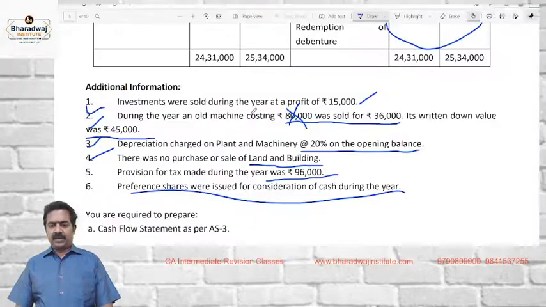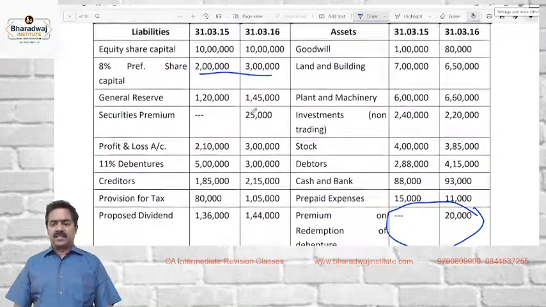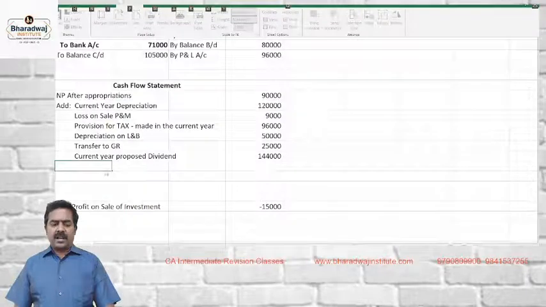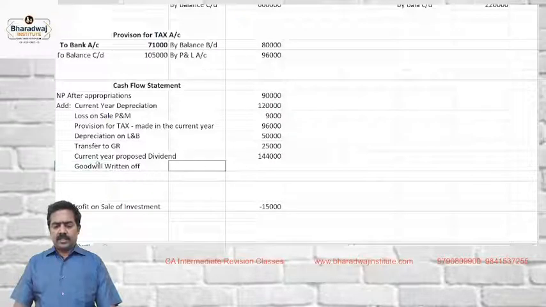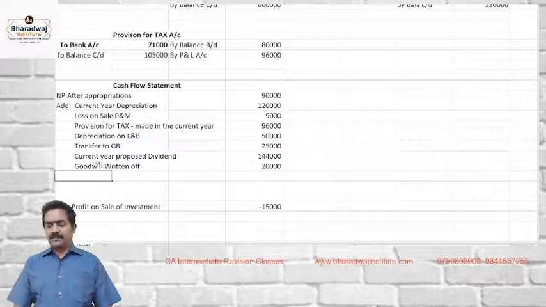Then, not over. Prepaid expense is part of current assets. Goodwill, opening balance is 1 lakh. Closing balance is 80,000, which means amortization. Goodwill written off. How much written off? 20,000 goodwill written off.